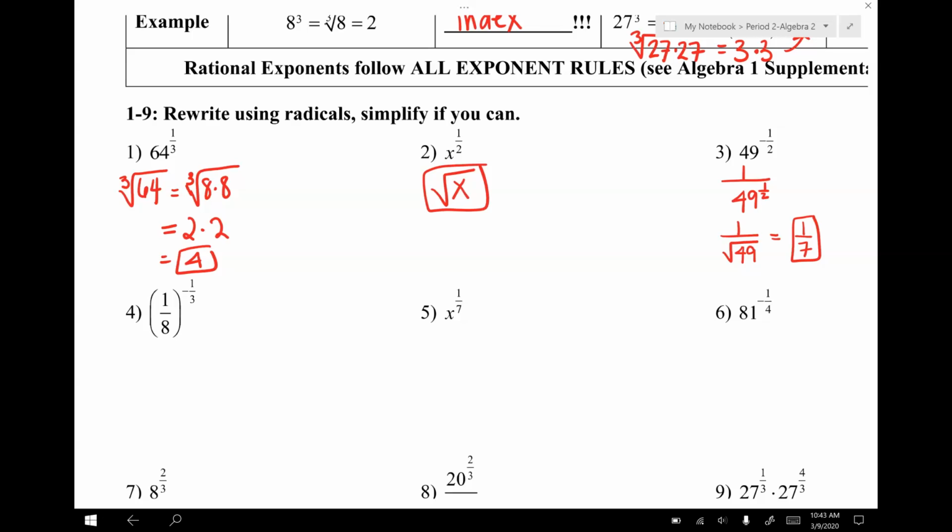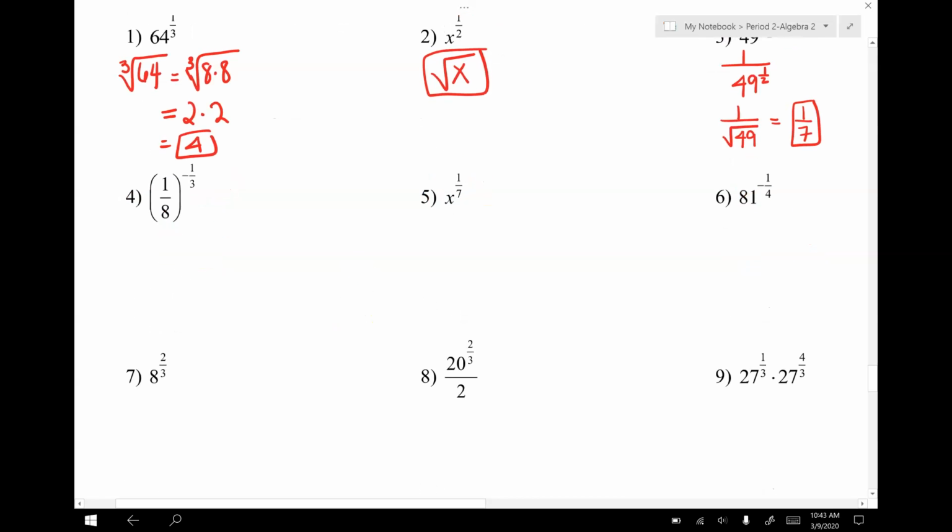All right. I think when I was walking around the classroom, pretty much all of us were able to do this. To make the negative 1/3 power positive, you move the entire thing to the bottom. What is our index? 3. So now the entire thing is rewritten as a radical.